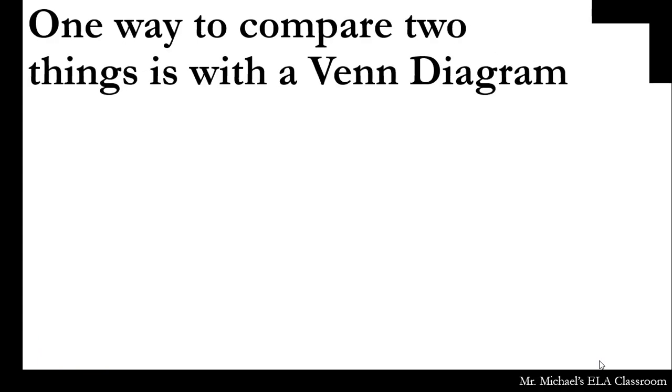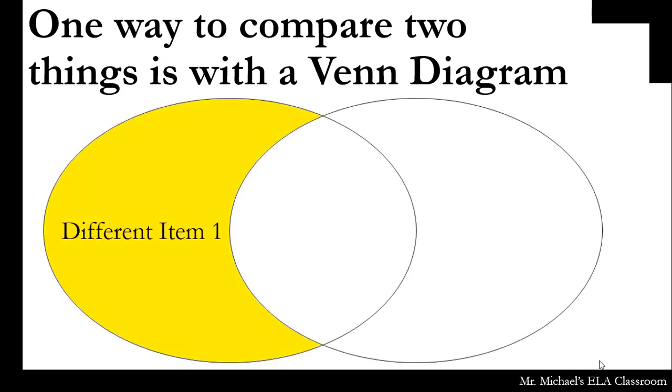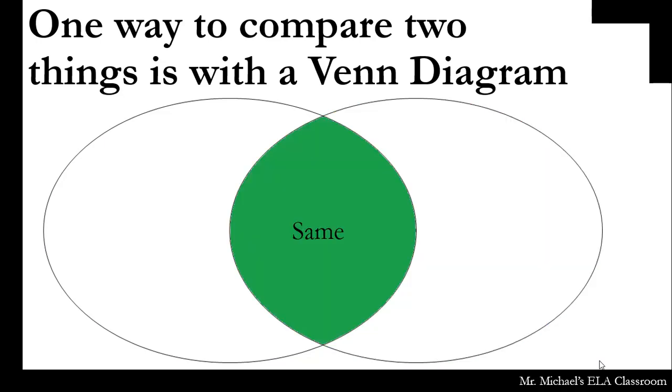Okay, so one way to compare things is with a Venn diagram. So this is what a Venn diagram looks like. It's basically just two circles that are overlapping each other. So on one side, you have what is different in item 1. On the other side, you have what is different in item 2. And where the two overlap is what is the same about the two objects.